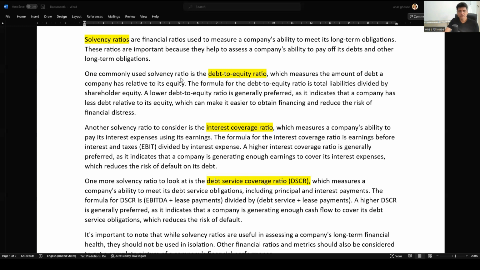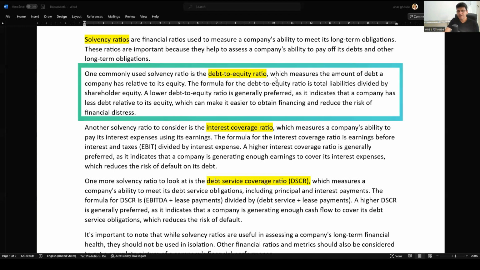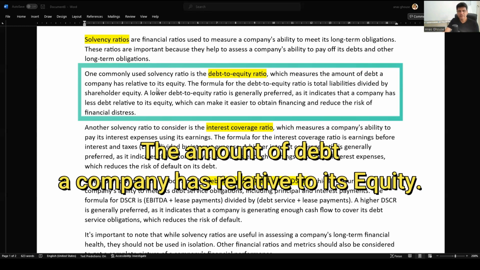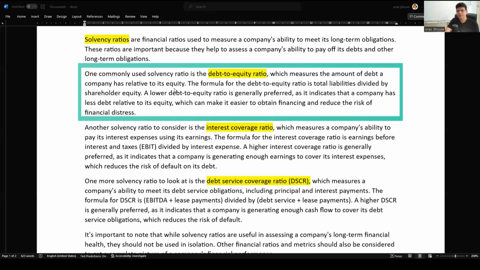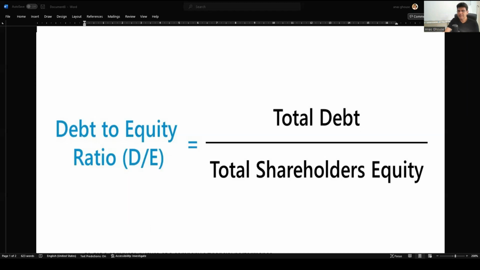Now, one commonly used solvency ratio is the debt to equity ratio, which measures the amount of debt a company has relative to its equity. So, what is the amount of debt compared to its total equity? That is the debt to equity ratio. The formula for the debt to equity ratio is total liabilities, which means long term and short term debt, divided by shareholders' equity.